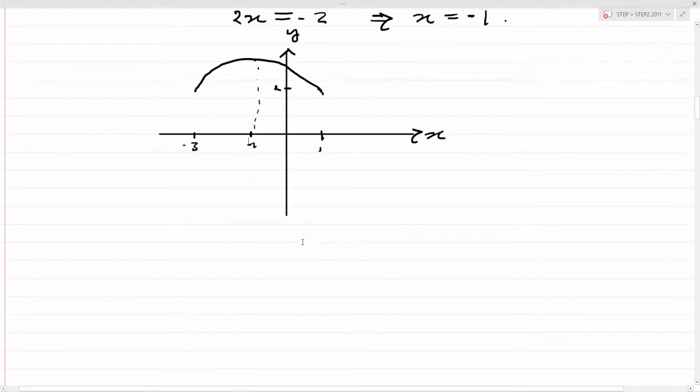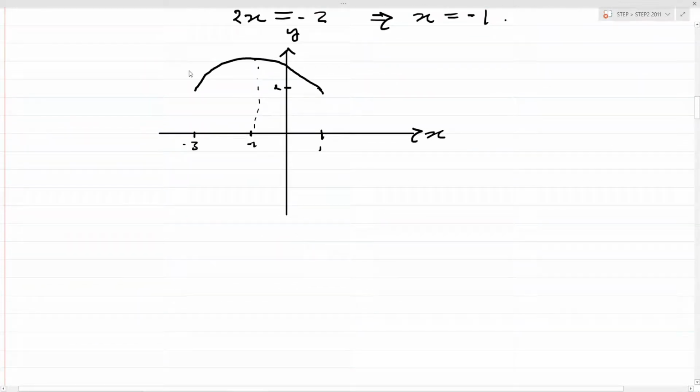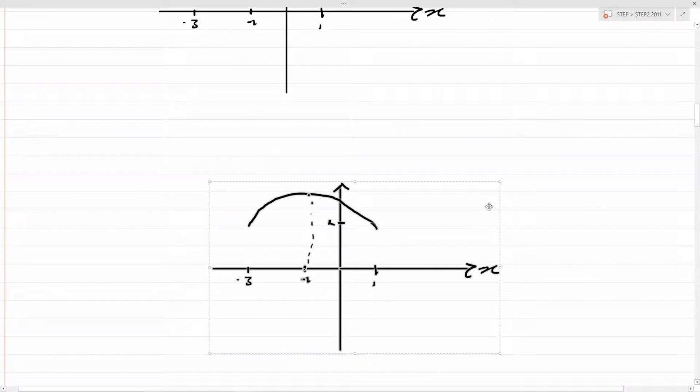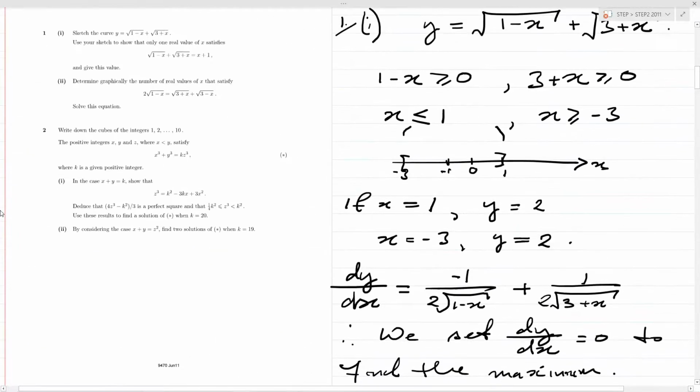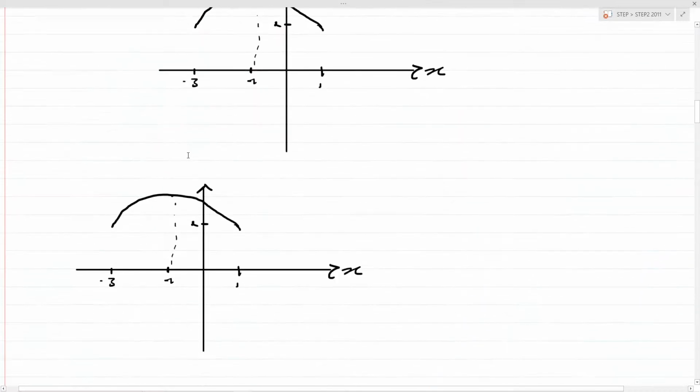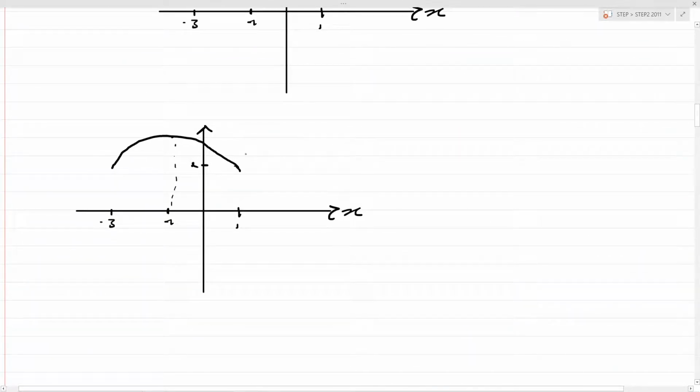Good, so now we're going to use this to hopefully find our solution. I'm just going to copy this graph because I'm going to solve the equation that we've got here in the question, which is the square root of 1 minus x plus the square root of 3 plus x, which is exactly our y, and we're going to equate it to x plus 1. Graphically, if we draw the graph of y equals x plus 1, that goes through the x-axis obviously at minus 1, and has gradient 1. So when we do that, we're going to go through this point here.